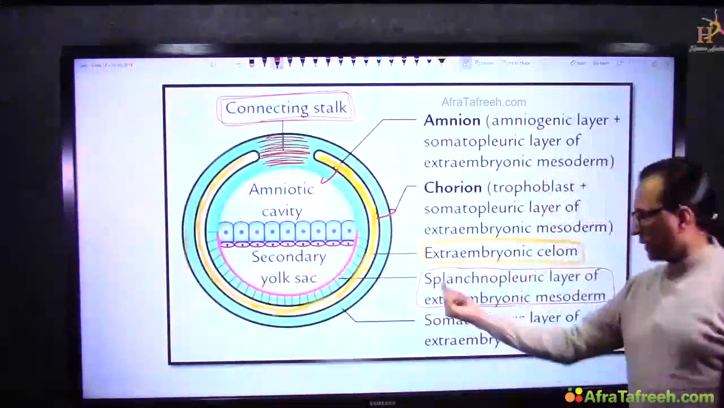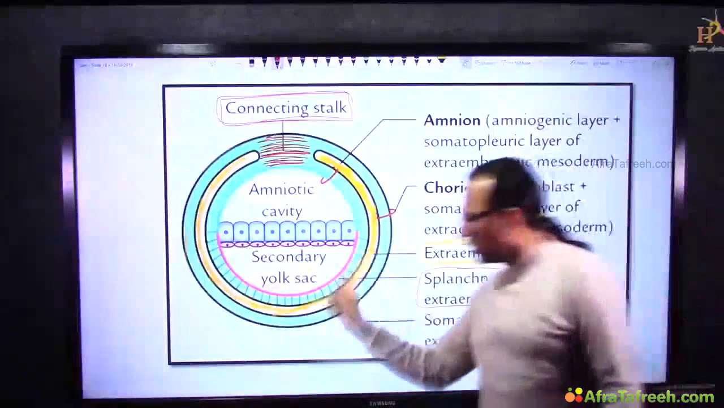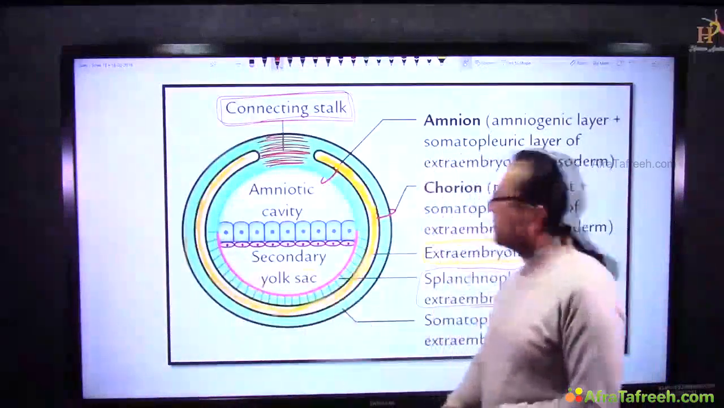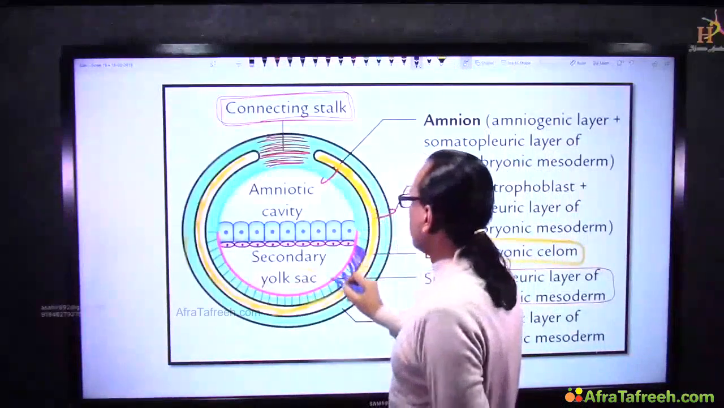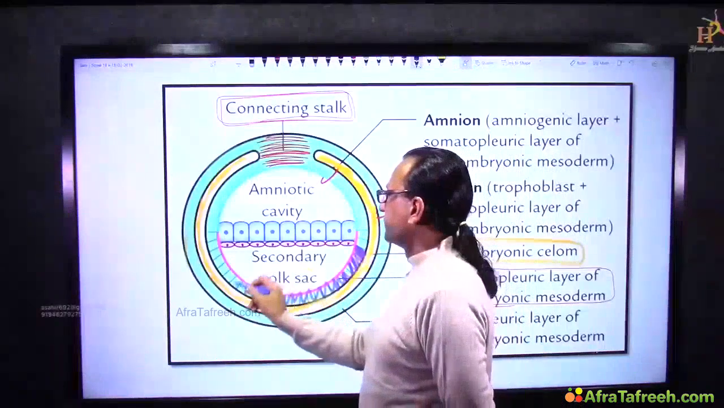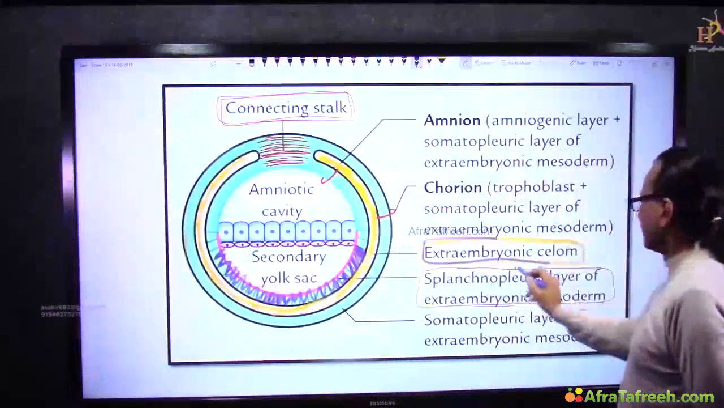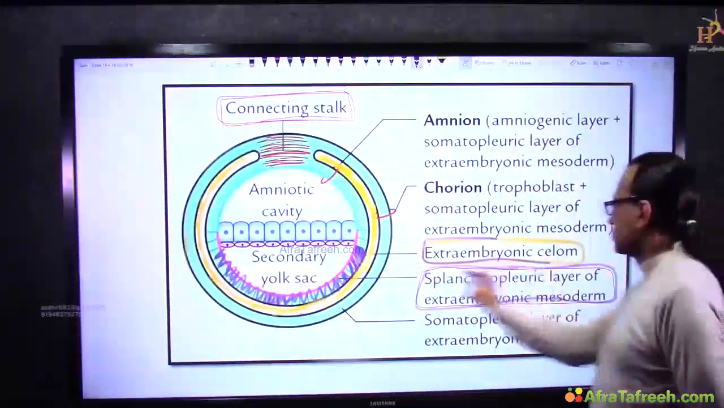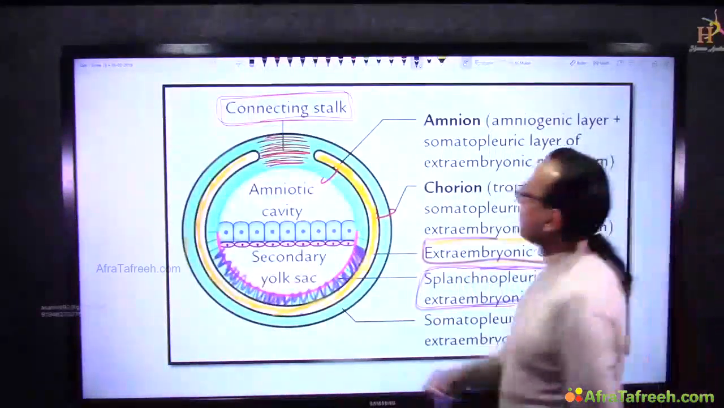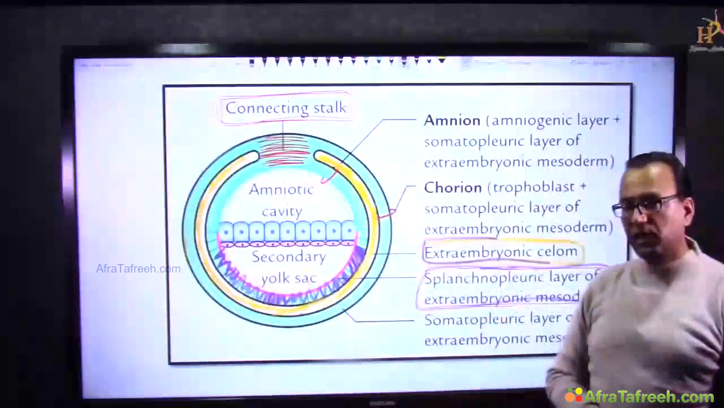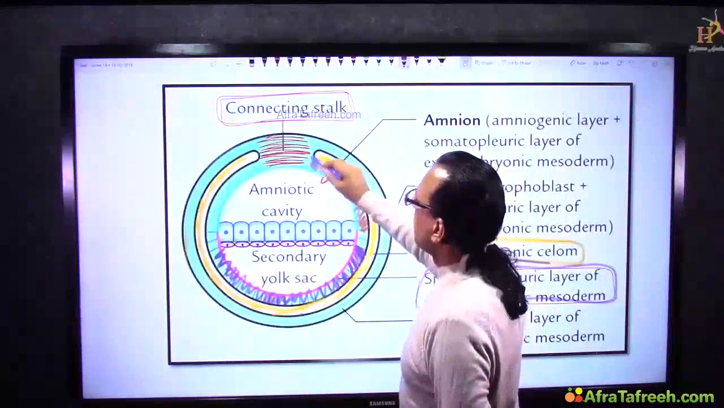What is splanchnic? Splanchnic means visceral, the one which is in communication with the yolk sac. So the mesoderm, are you trying to say this mesoderm? Yes, this mesoderm, the extra embryonic mesoderm which is lining the yolk sac cavity is called the extra embryonic splanchnopleuric mesoderm. Then what about the other layer? The other layer is called somatopleuric. And where is the somatopleuric then? If you want to see the somatopleuric, this one is the somatopleuric extra embryonic mesoderm.